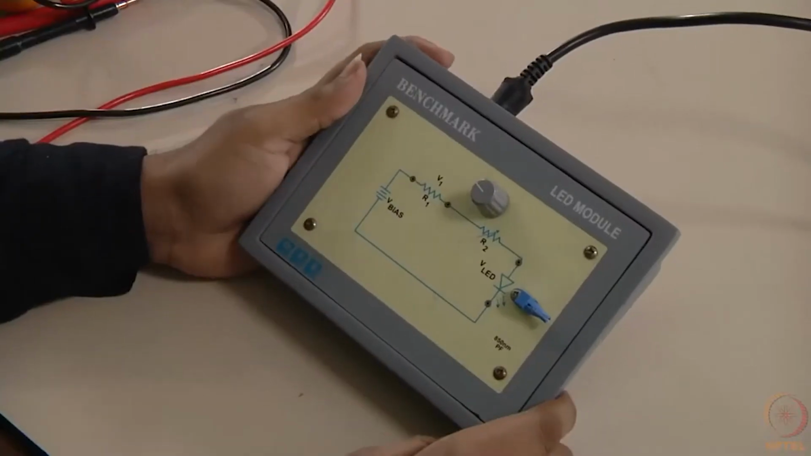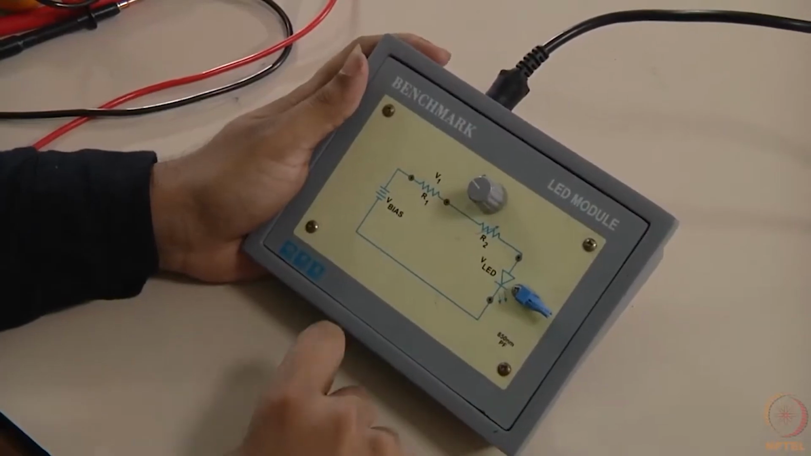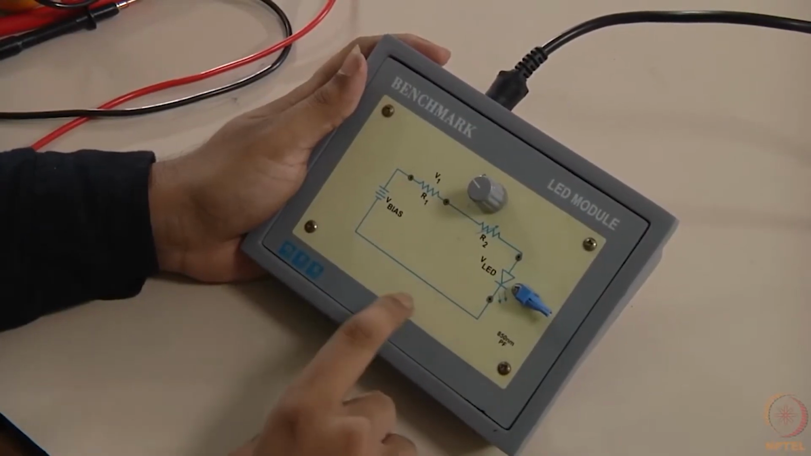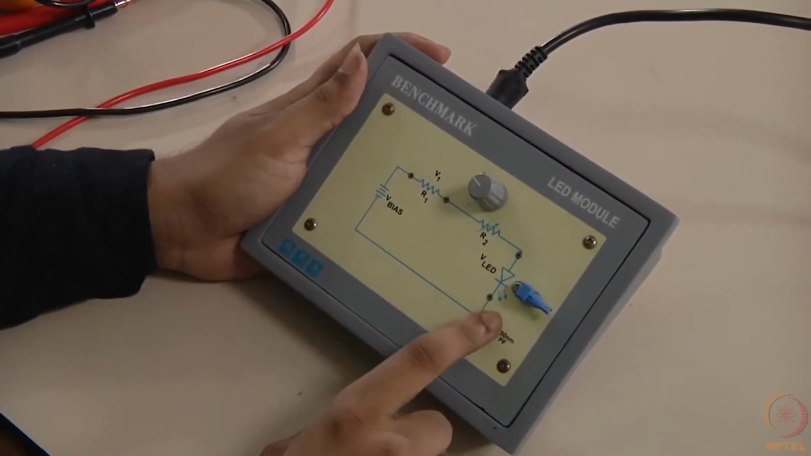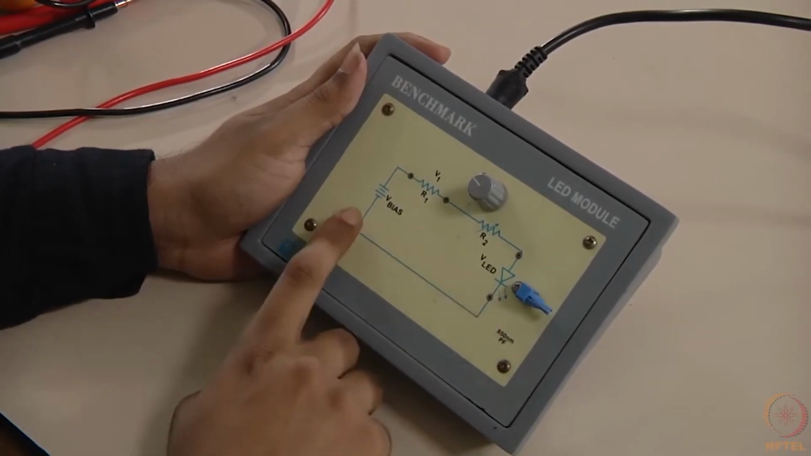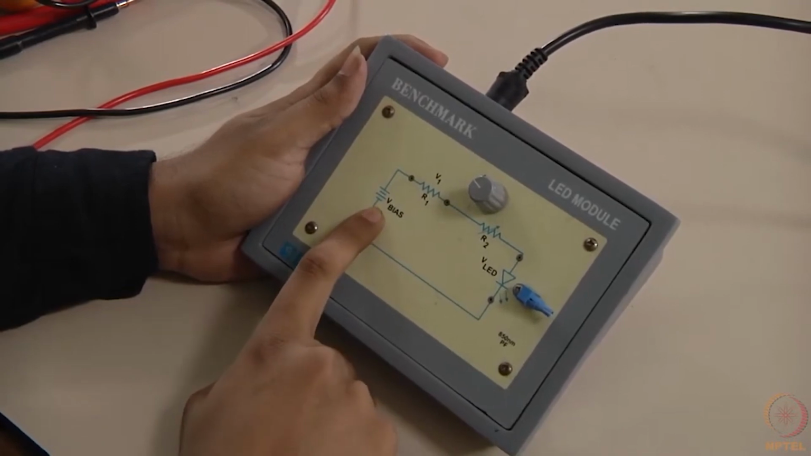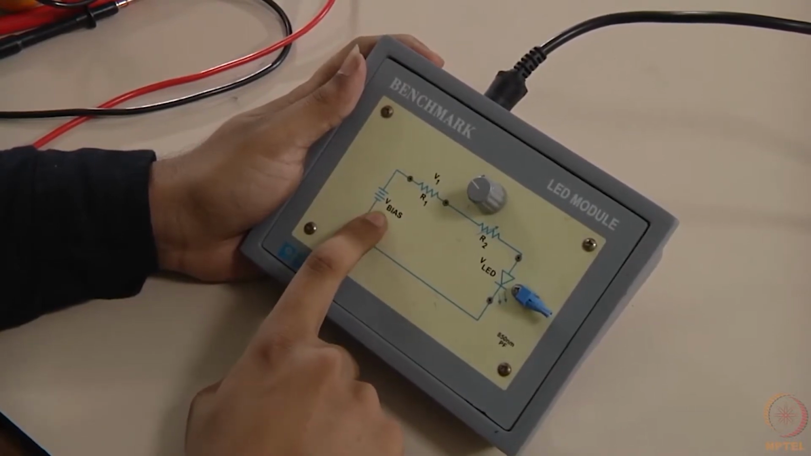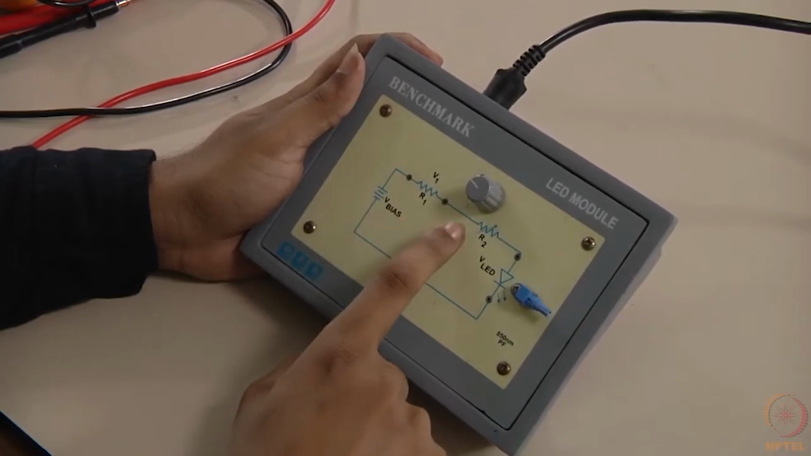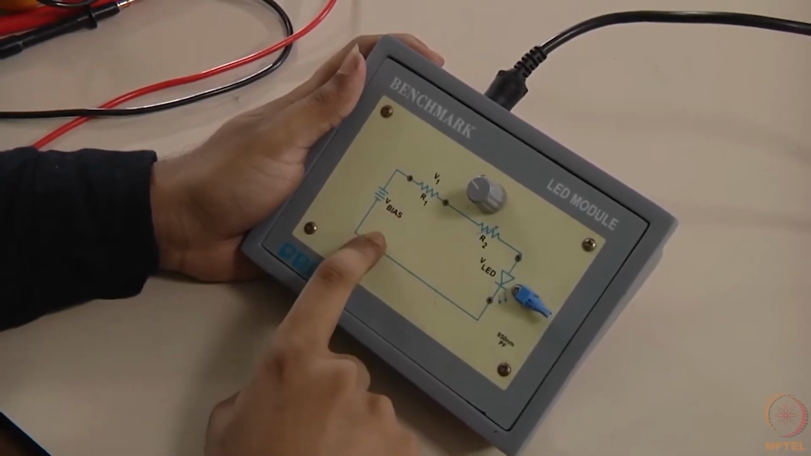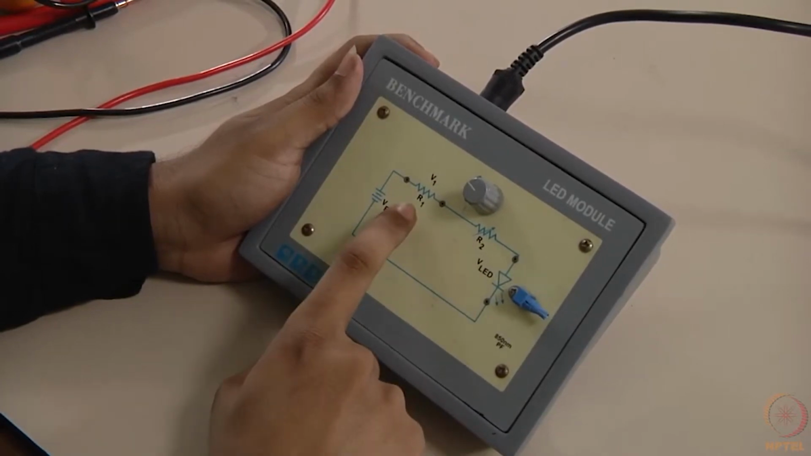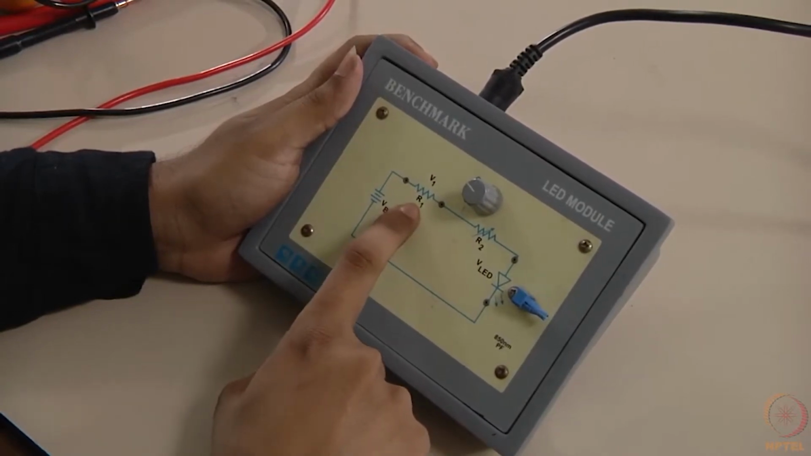So we have an LED module with us here. It has an LED which emits 850 nanometer wavelength, and this LED is driven by a voltage source which is connected in series. This voltage source gives a voltage value of 10 volts. And we have a rheostat here which can vary the current in the circuitry. We also have a fixed resistance in the circuitry. This is a 180 ohm resistance.